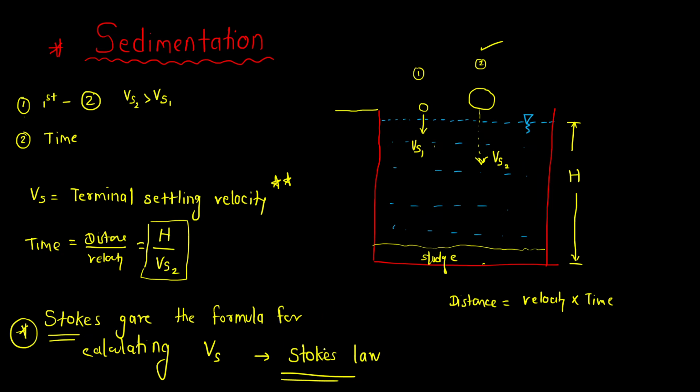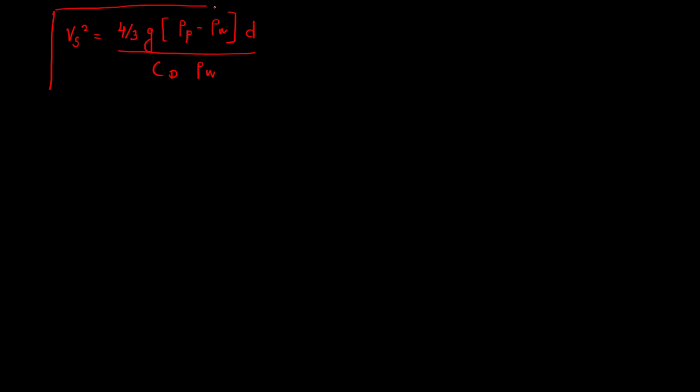Okay, so for what Stokes law is used? It is used to calculate terminal settling velocity. So write down Vs square is equal to 4 by 3 times g in bracket rho p minus rho w into d divided by CD into rho w. So this is the main formula which is given by Stokes.